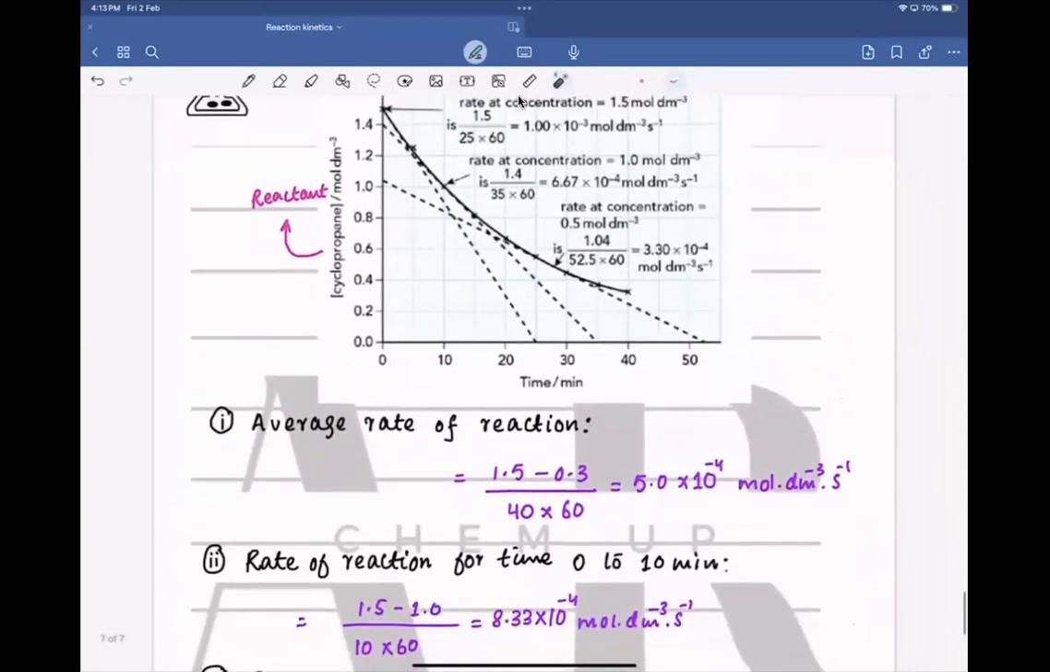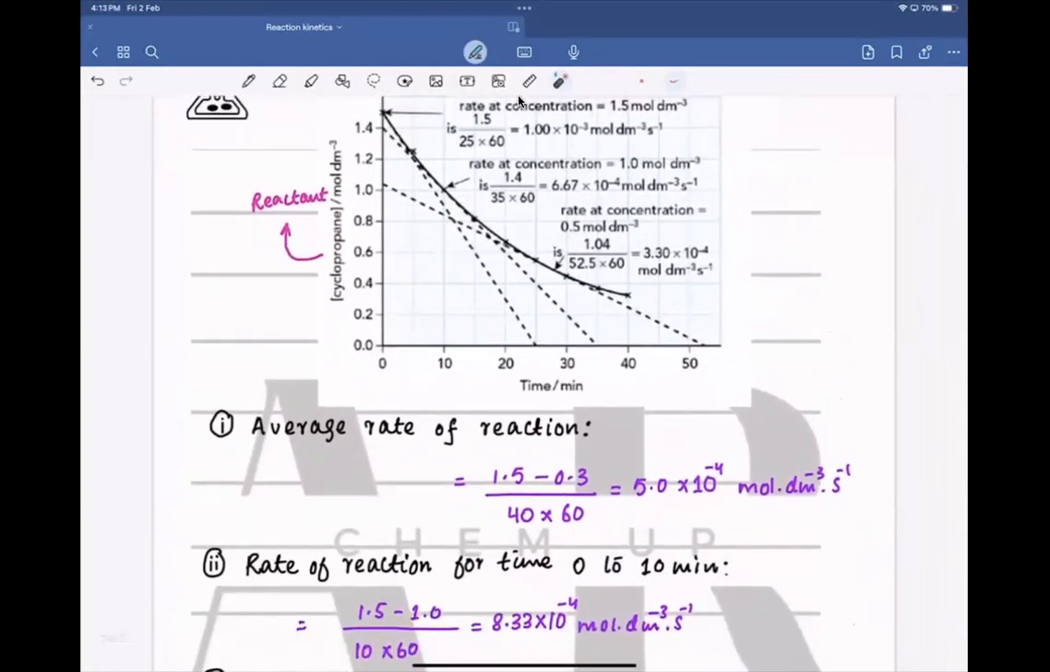If I have to calculate the rate of reaction for this time duration, what I will do is look for the change for this time duration. So starting from 1.5, it is ending at 1. So I got the change in amount. In how much time is this amount changed? In 10 minutes. So I will keep it in the denominator and then solve it. I will get the rate. Is this clear?